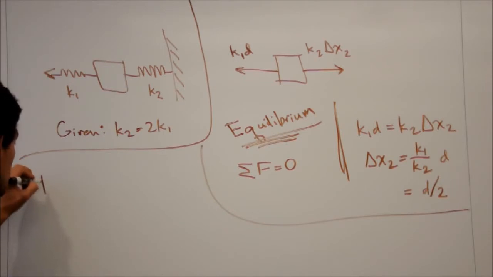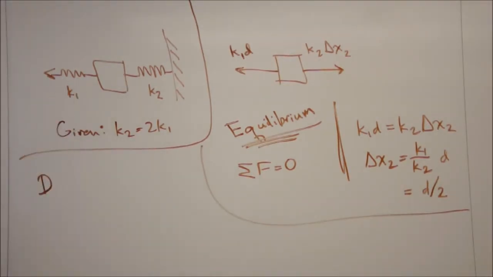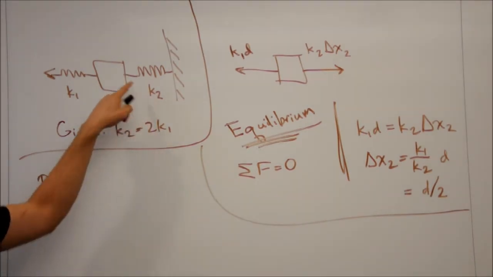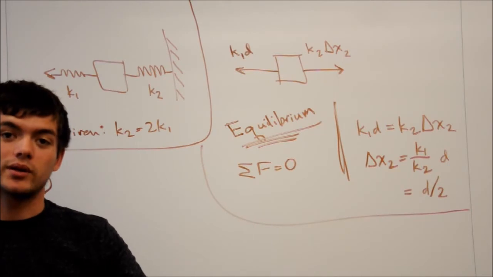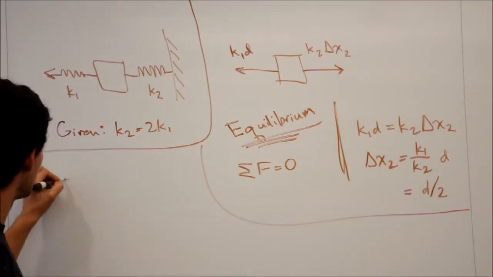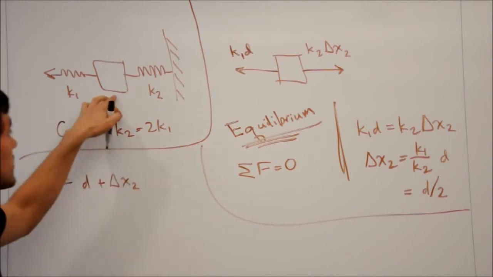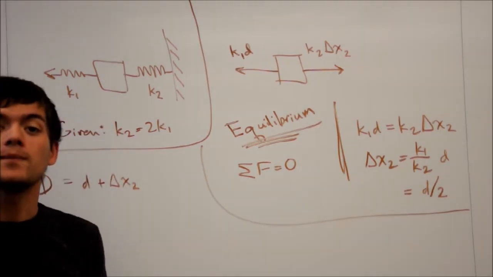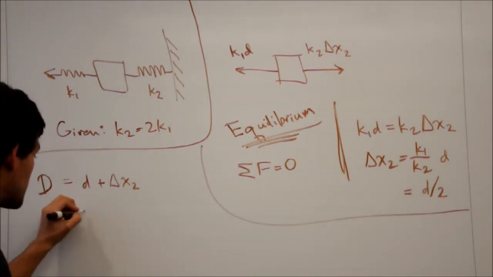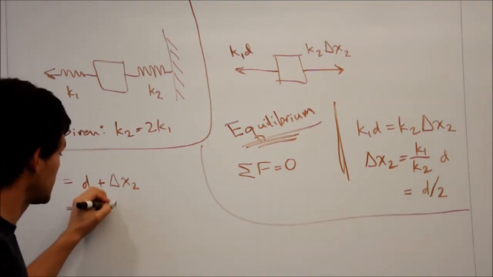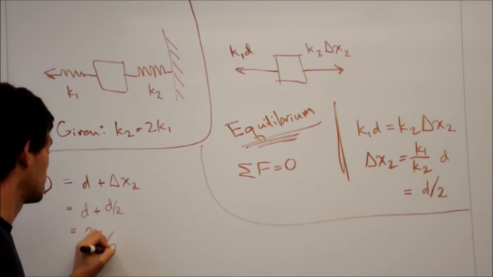So we're going to denote this using a big D, and all that's going to be is that once we pull this to a distance d, we know that this has also been pulled to a distance d over 2, and so the total change from equilibrium length is just going to be d plus delta X2. Because obviously the block is not going to be stretching at all, and so the only change is coming from the two springs combined. And so that's going to be d plus d over 2, which is just 3 times d divided by 2.